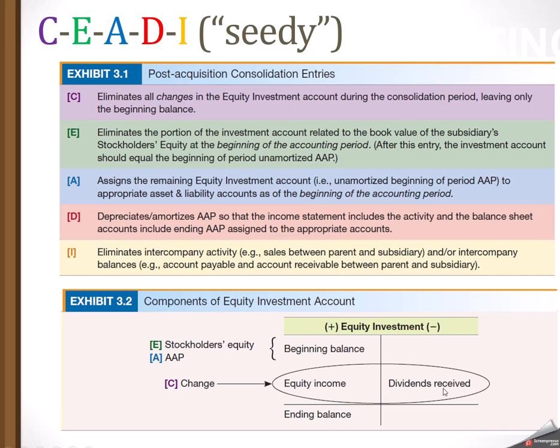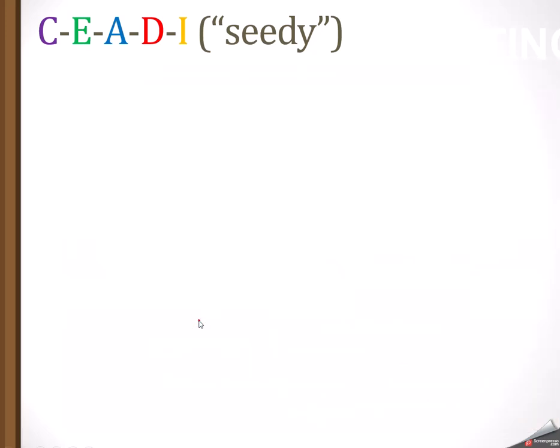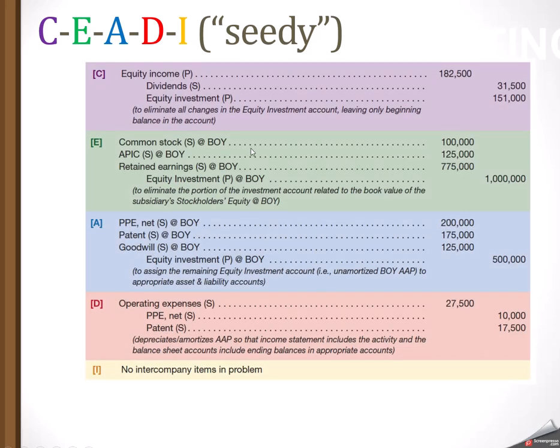So again, that C entry deals with those changes. The E and the A is what is in that beginning balance. And then the D entry doesn't go into the equity investment at all, which is why we don't see it there. And then here shows you, again, another page you could print out to have in front of you.